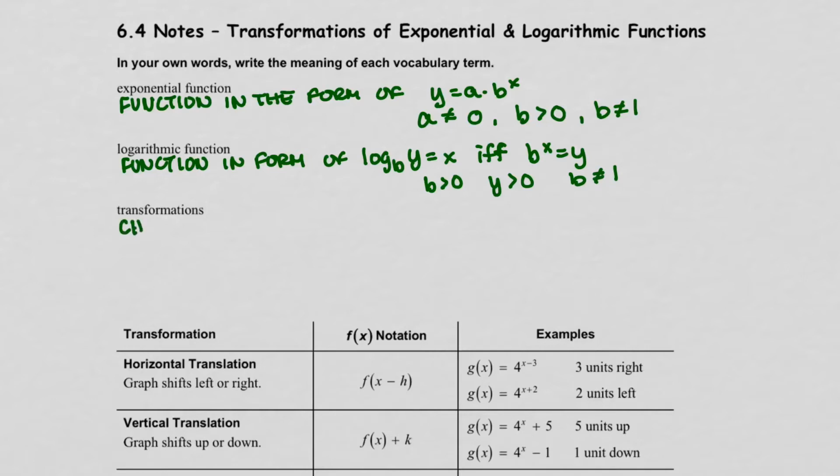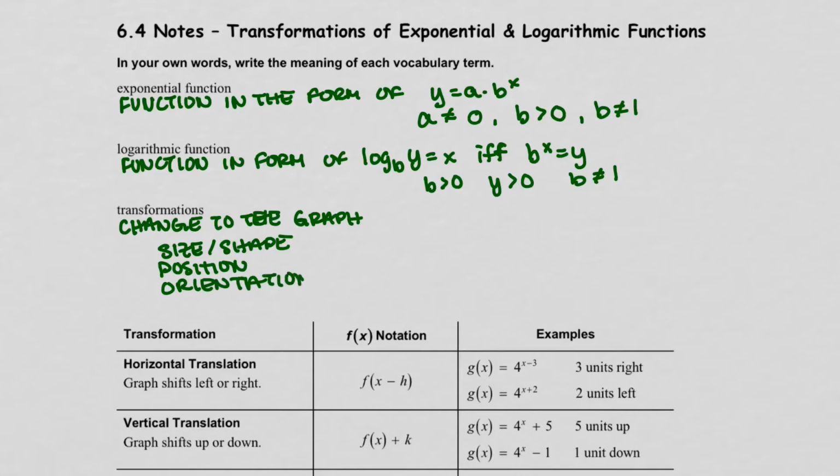And we're just going to remember that a transformation is just a change to the graph. So there might be several different ways that we change the graph. We might decide to change its size or shape, we might end up changing its position or its orientation.